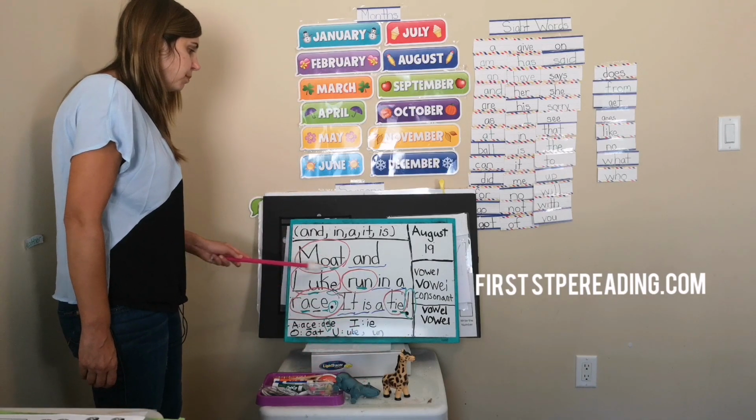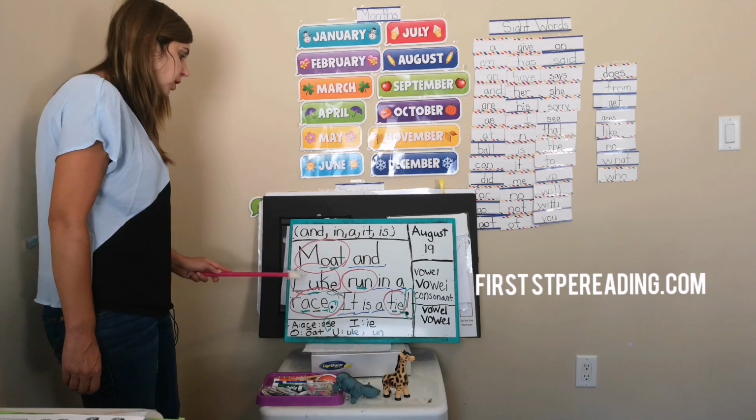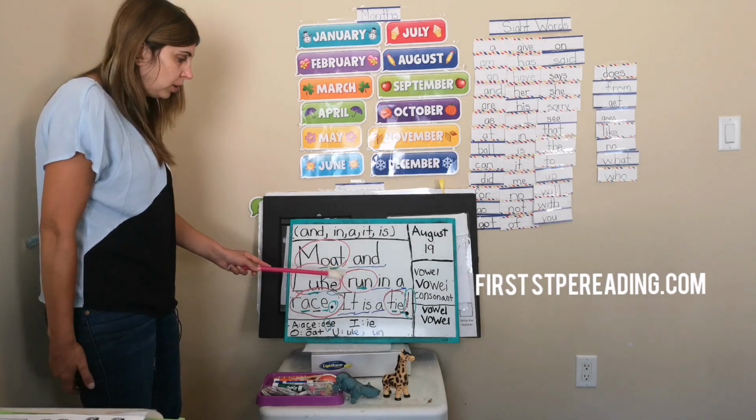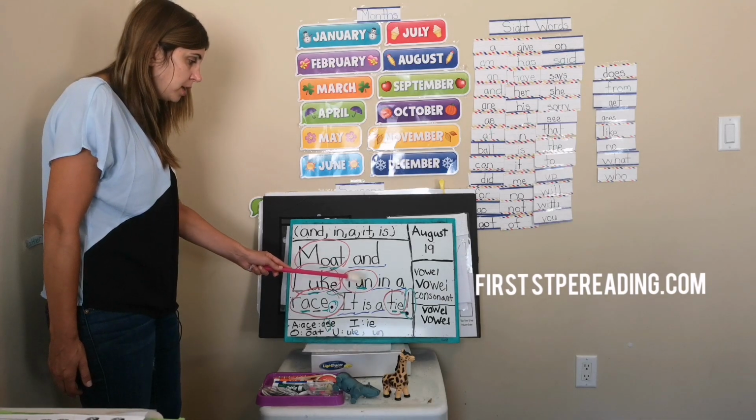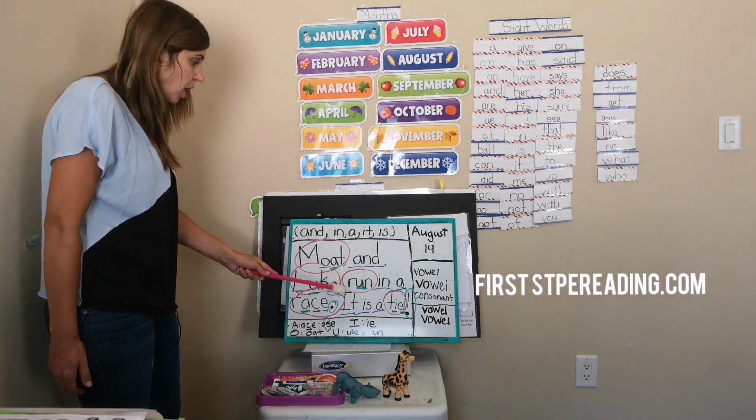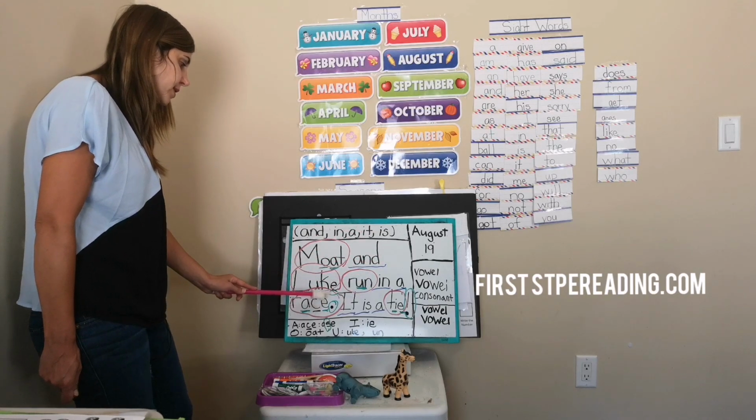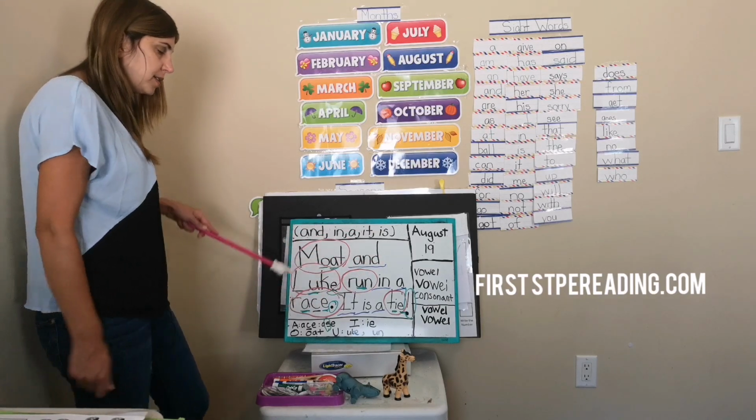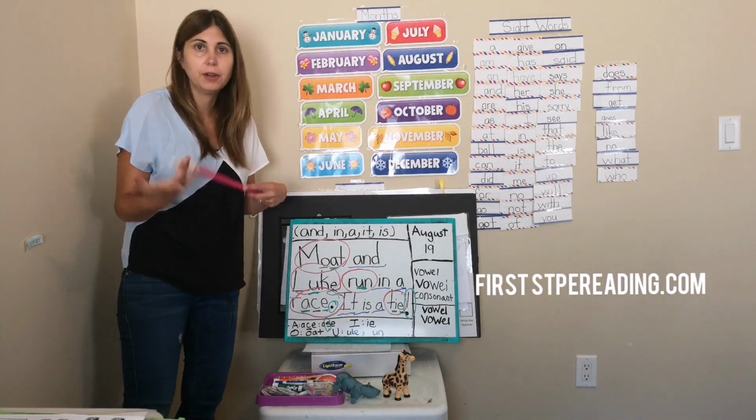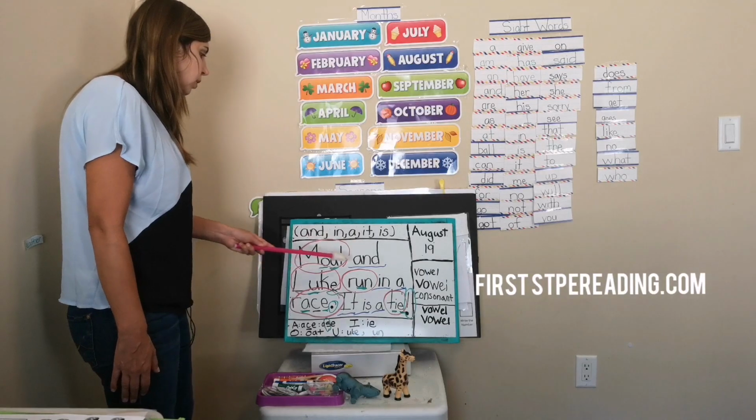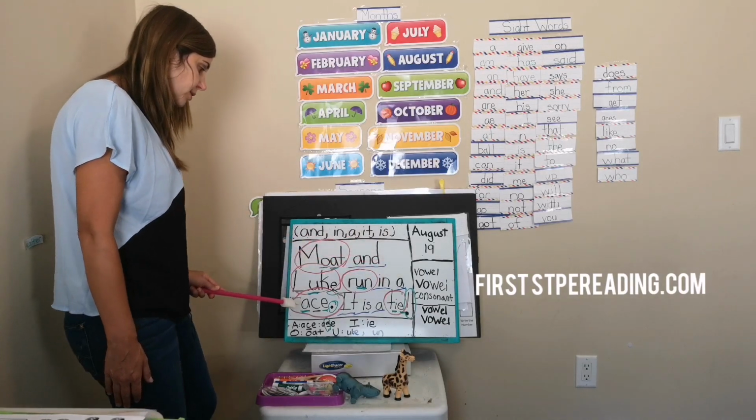M-oat, moat, and l-uke, Luke. Now this is a short vowel. R-un, run, in a, ace. Now I'm going to read that sentence again because I did a lot of sounding out and I want to understand it. Moat and Luke run in a race.